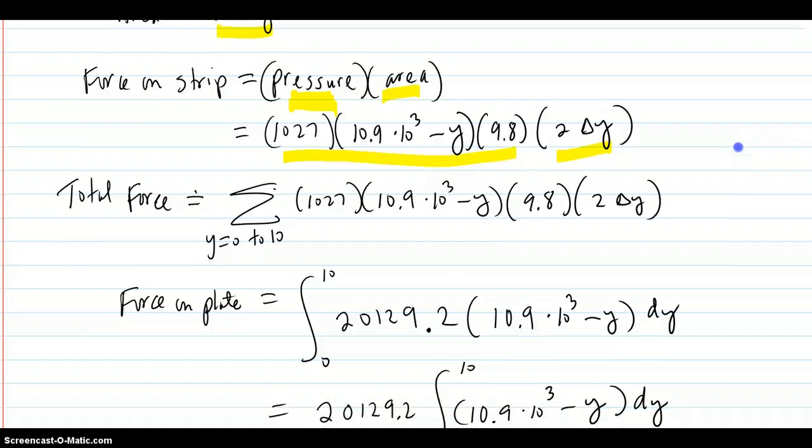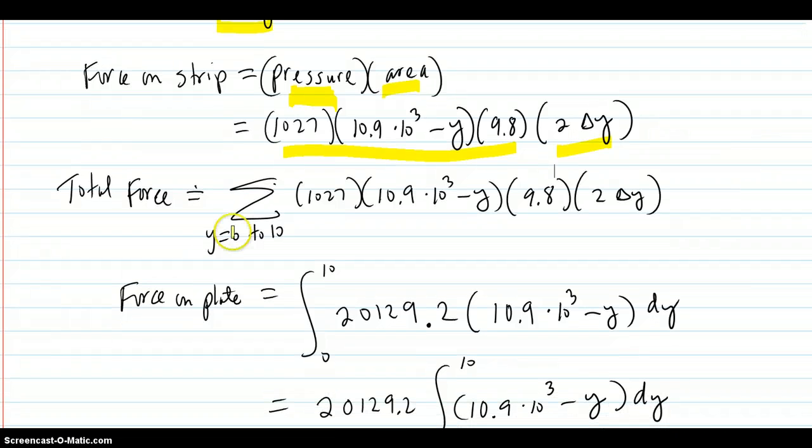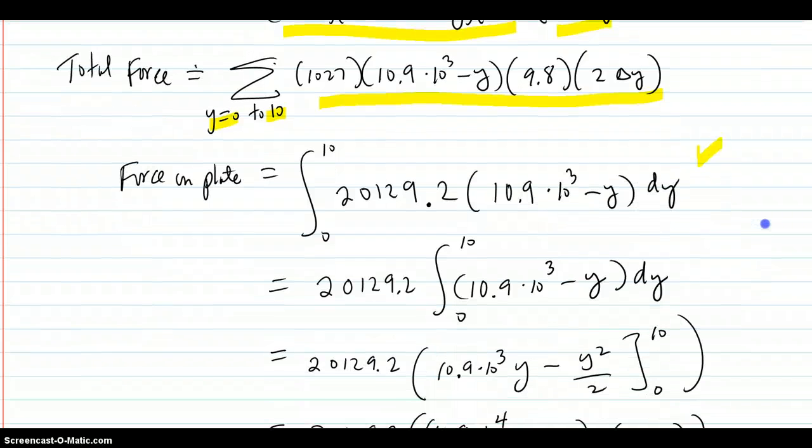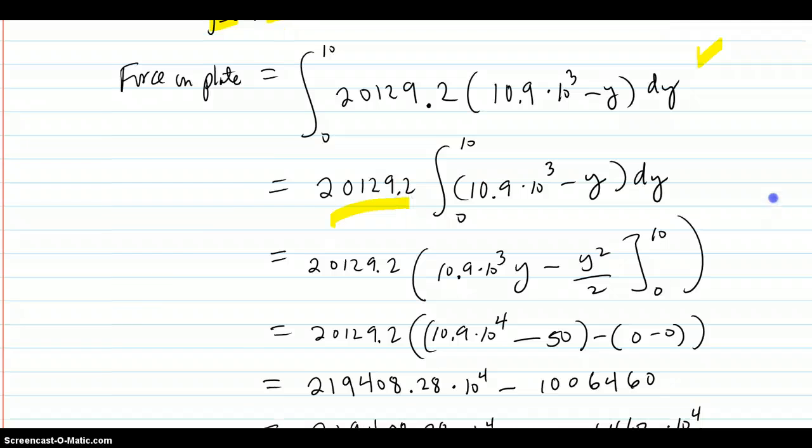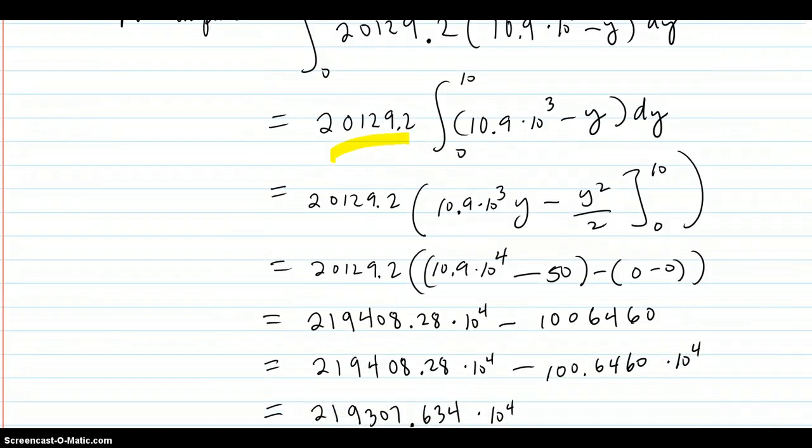So the total force in a Riemann sum as y goes from 0 to 10 is all this multiplied together. Then you multiply the various numbers together and you get this integral. And then I factored out this constant. Integrated, you get y and y squared over 2. Evaluate from 0 to 10.